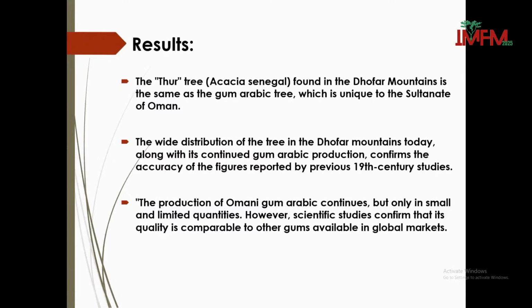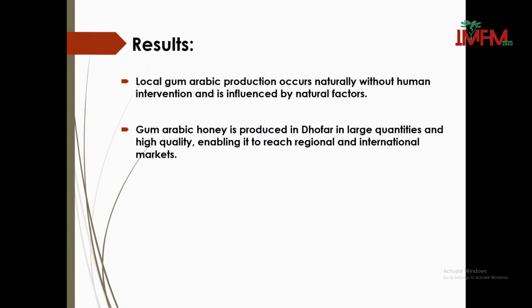The wide distribution of the tree in the Dhofar Mountains today, along with its continuous gum Arabic production, confirms what we found in the past literature, the figures reported by previous 19th century studies. The production of Omani gum Arabic continues, but only in small and limited quantity. However, scientific studies confirm its quality. The local gum Arabic production occurs naturally without human intervention and is influenced by natural factors. Nobody taps it like what is done in Sudan.